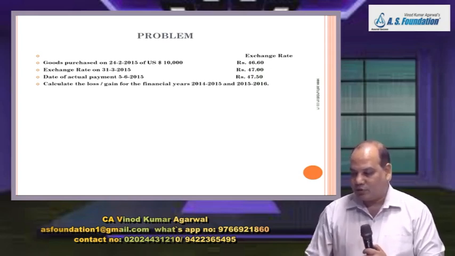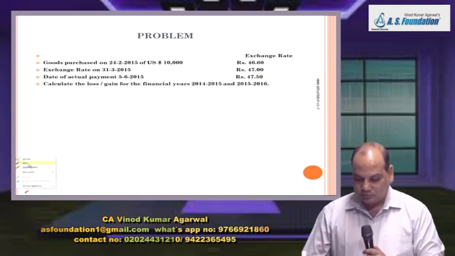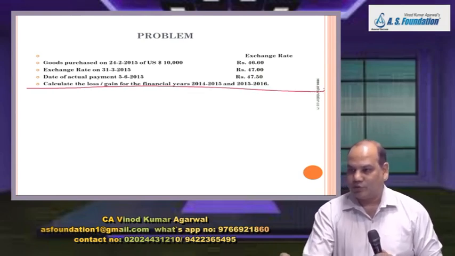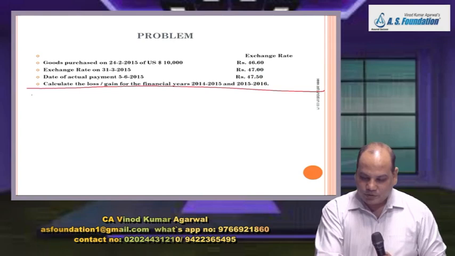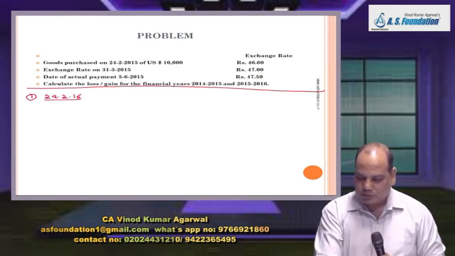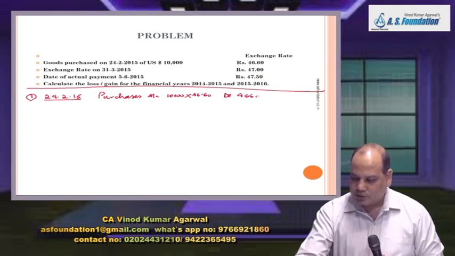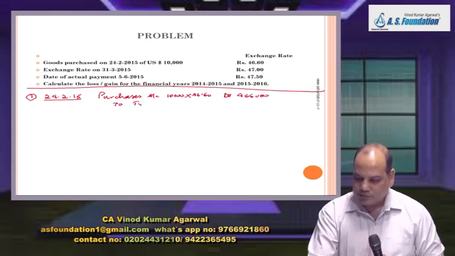2014-15 and 2015-16. So we can answer in the form of journal entries also. Is it right? Like first entry will be on 24th February 15. Or you can do the mathematical calculation. Purchases account debit 10,000 into 46.60. Is it 4,66,000? Say yes.